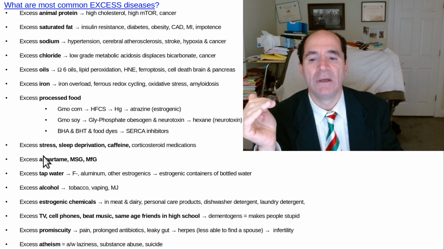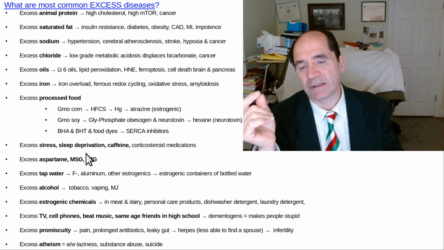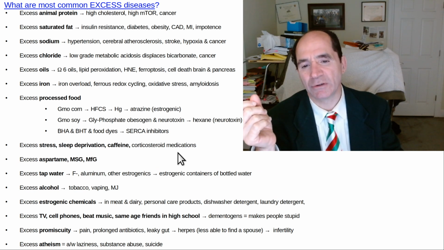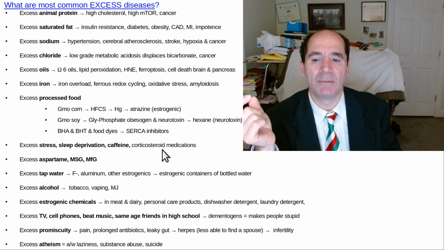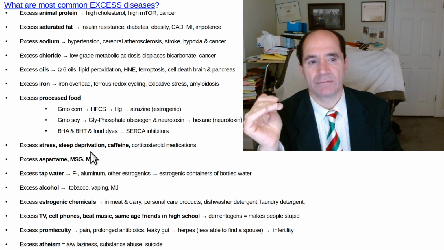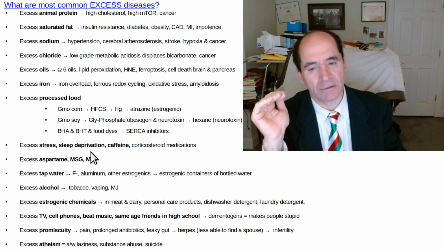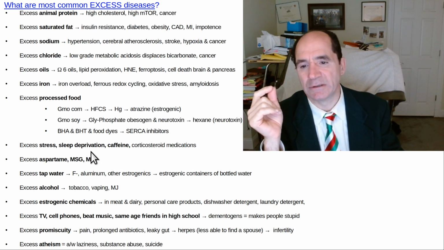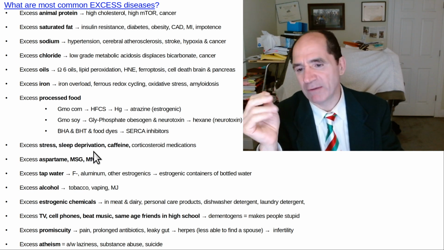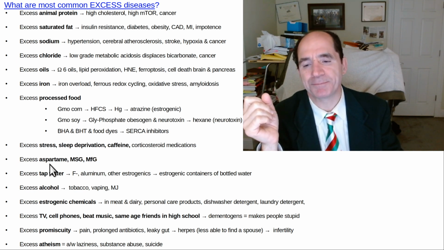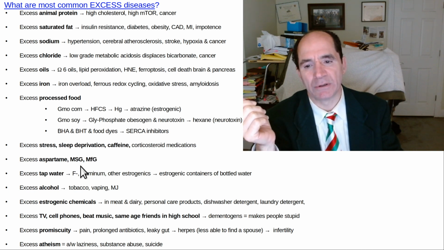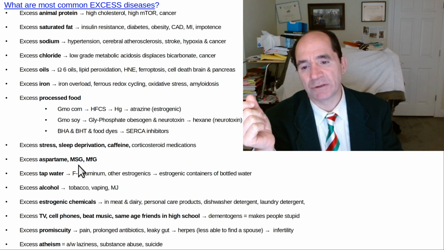Excessive stress, which has a similar effect to sleep deprivation or caffeine. Corticosteroid medications, but those are relatively uncommon. All this stuff makes people a lot sicker. It's neurotoxic, it's obesogenic, bad for metabolism. Okay, excessive aspartame. These are excitotoxins on the hippocampal neurons, increasing glutamate transmission across the synapse. MSG, monosodium glutamate, MFG, manufactured free glutamate.